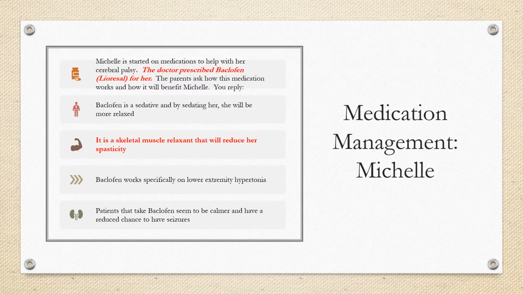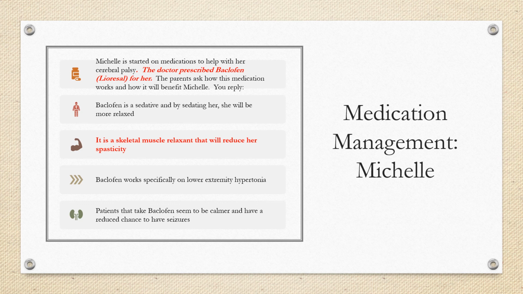So now let's discuss medication management for Michelle. Michelle has started on medications to help with her cerebral palsy. The doctor prescribed baclofen (Lioresal) for her. The parents ask how this medication works and how it will benefit Michelle. You reply, baclofen is a sedative and by sedating her, she will be more relaxed.